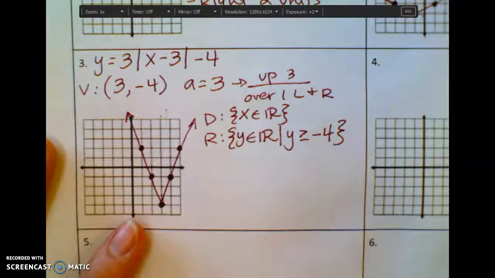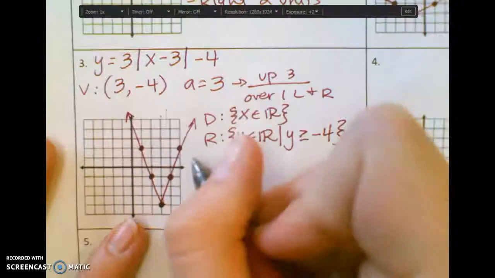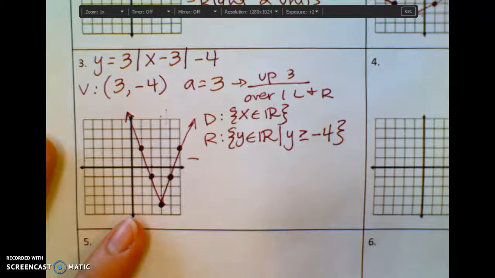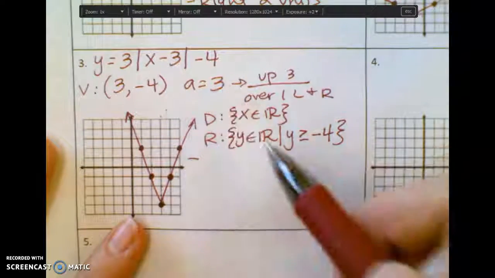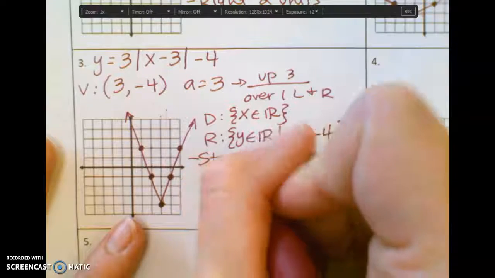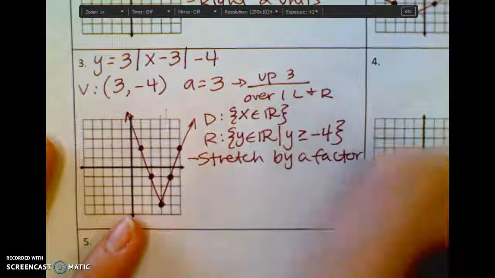Now let's look at the transformations and list them. First one, was there a reflection? No, because it is opening up. Next thing, is there a stretch or a shrink? The answer is yes. Look at that a value. It's 3. Is that a stretch or a shrink? That is a stretch by a factor of 3.